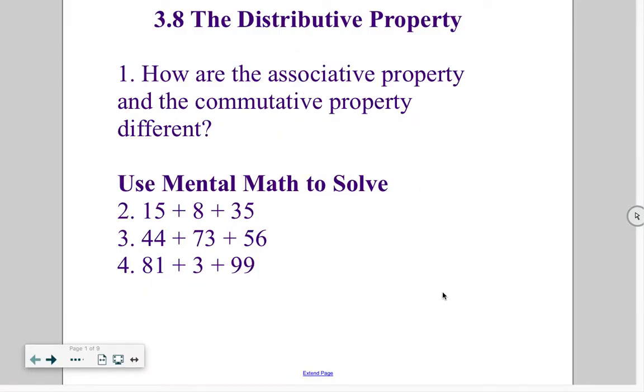All right, so chapter 3, section 8 notes. Have a discussion with your partner about the difference between the associative property and the commutative property.